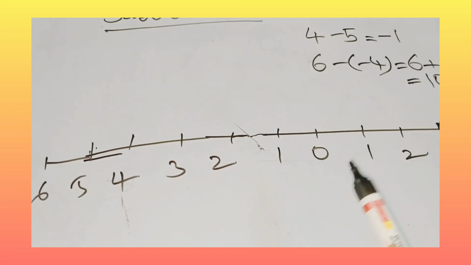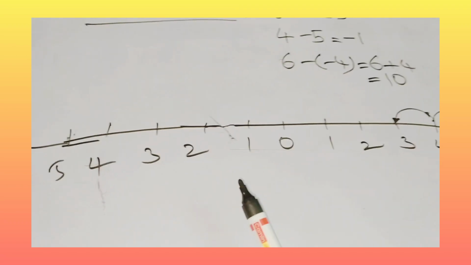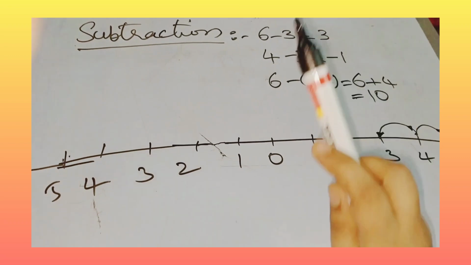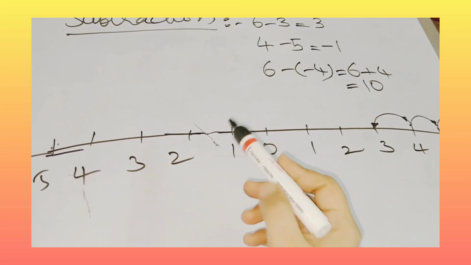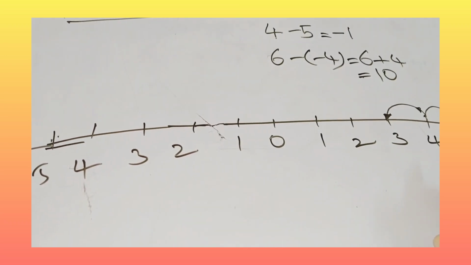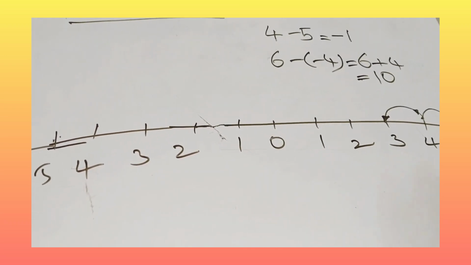Now the number line. We'll draw the number line of 6 minus 3. Again, here we'll take the positive numbers: plus 1, plus 2, plus 3, plus 4.